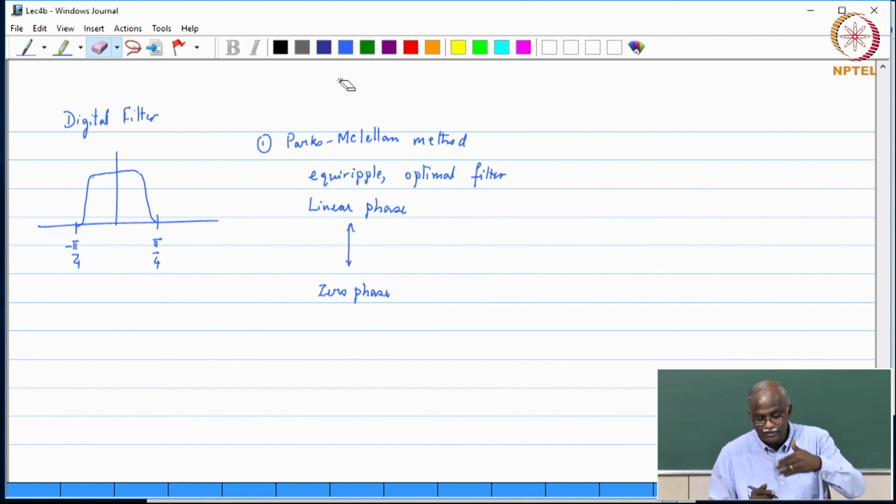But yes, is there a zero phase version of the same filter? Yes, there is, because if you look at it as a filter with time domain symmetry around n equal to 0, then it will be zero phase and symmetric. You shift it, it becomes linear phase and causal. Okay, good, very good question.